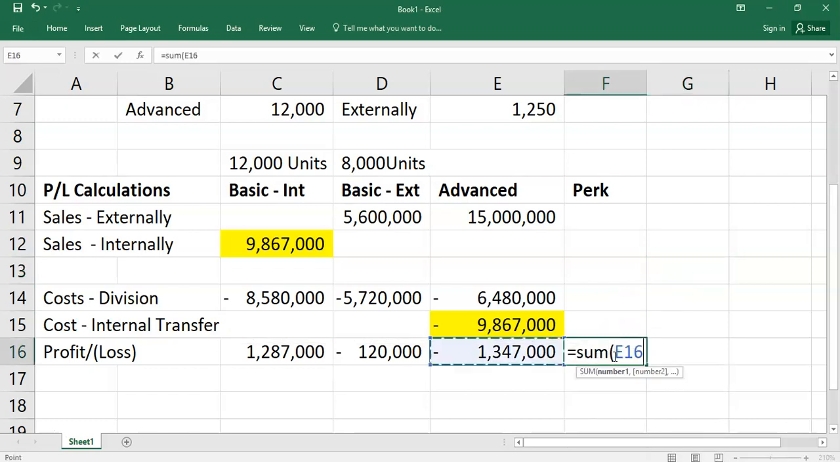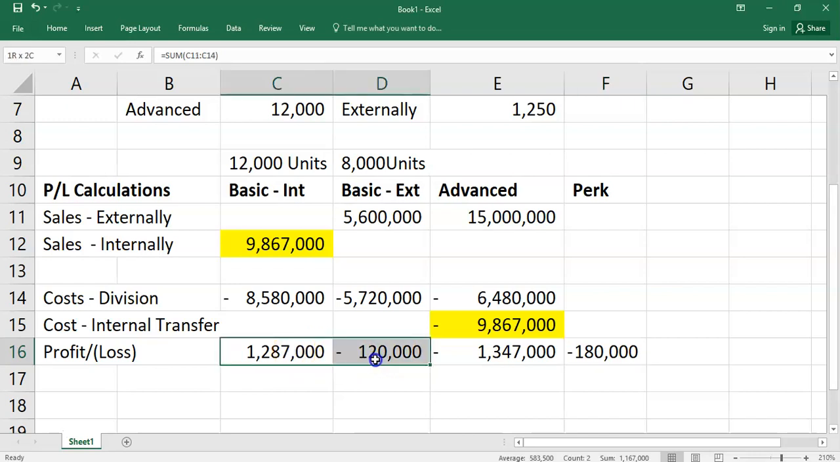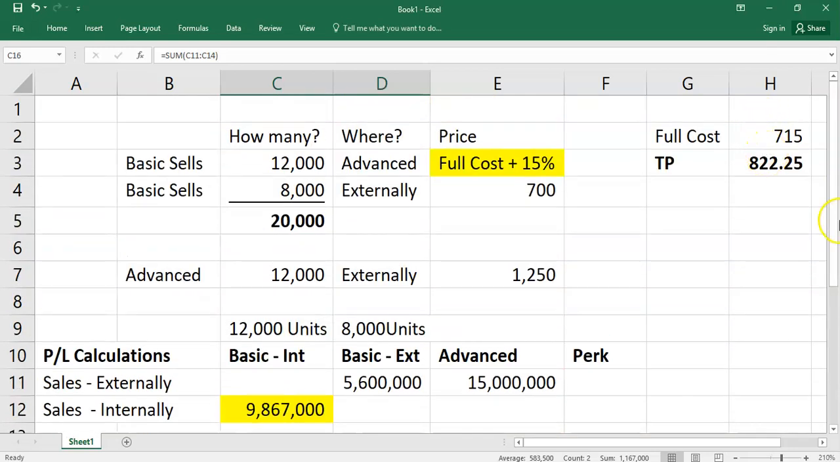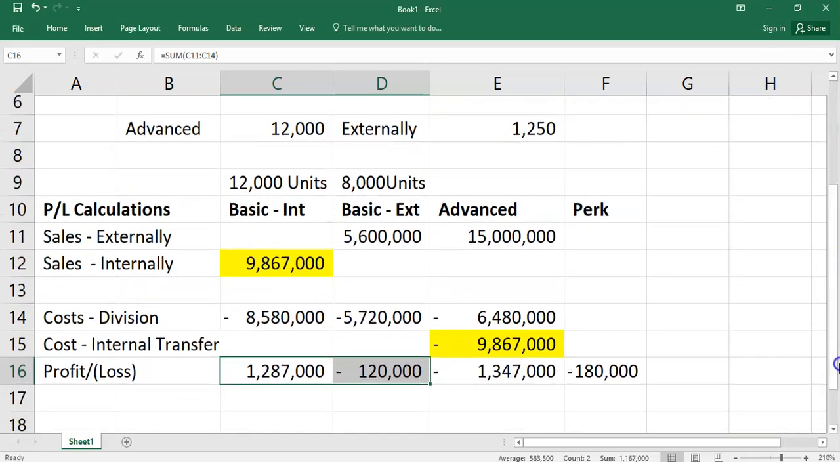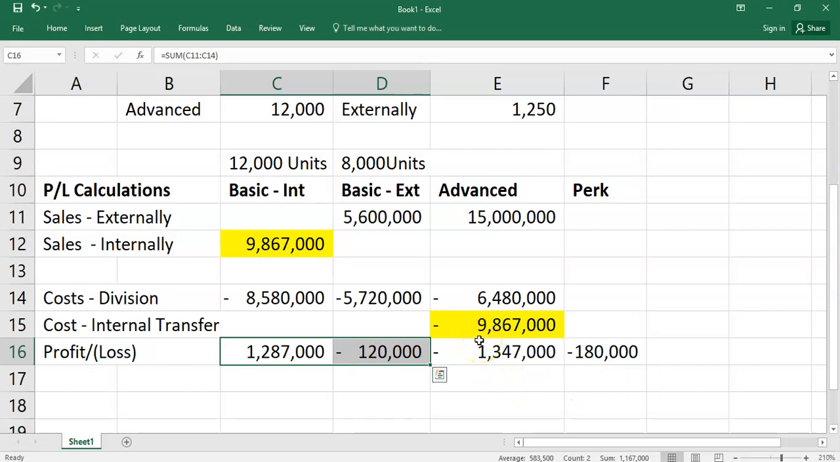So the overall profit for PERC, for the company as a whole, a loss of 180 for the group. Right. So Basic here looks very profitable when you put them together, 1.1 million, but all that profit is coming from the internal transfer because they're charging such a high amount for the transfer price, and Advanced is making a huge loss because they're paying such a big price for the transfer price. But that's your part A for your 5 marks, is what's going on.